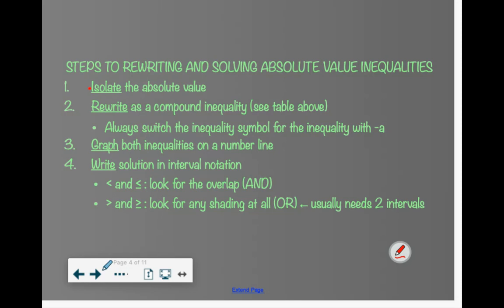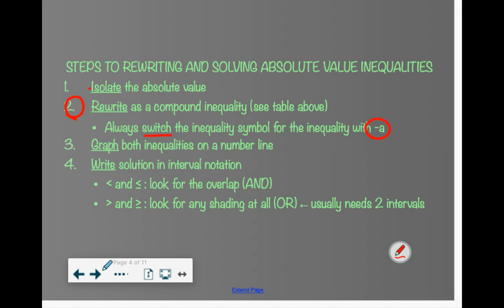Okay, then you're going to rewrite it as a compound inequality. This step is the most important, and that's where you need to decide if you're going to use an "and" or an "or". And remember that you're always going to switch that inequality symbol if there's going to be a negative. So you know how you flip it if you multiply or divide by a negative? This time when you go to do the negative version, like you did with the equations, you're going to switch that. I know that doesn't make a whole lot of sense to you just yet. I will explain that again. It's more of a reminder.